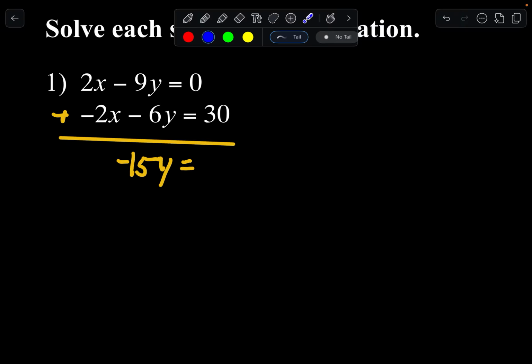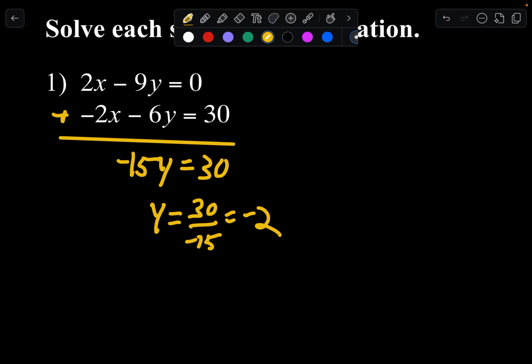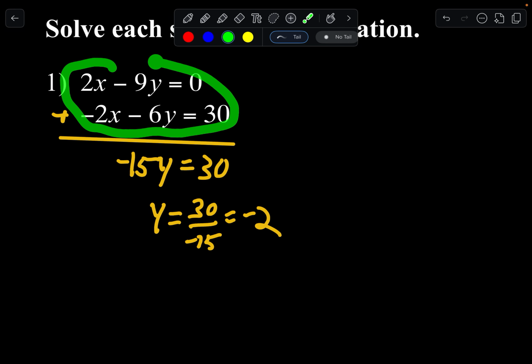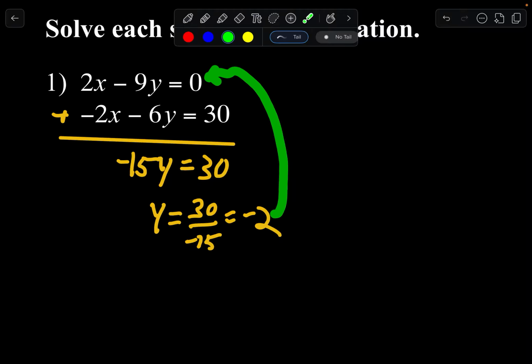Equals, and then 0 plus 30 is 30. So we have negative 15y equals 30. Y equals 30 divided by negative 15, which is negative 2. We have the y variable. Now you just substitute this y variable into one of the 2 equations on top. Either one of these, it doesn't really matter. So I'm just going to plug it into the top one, and then we're going to solve for x.